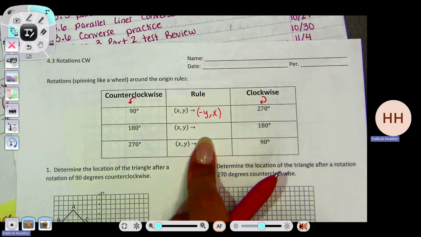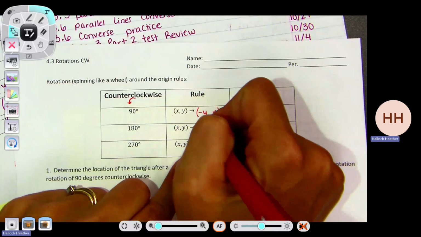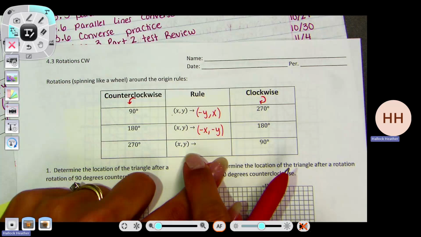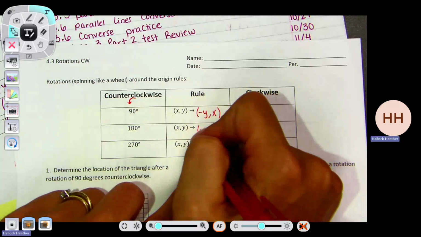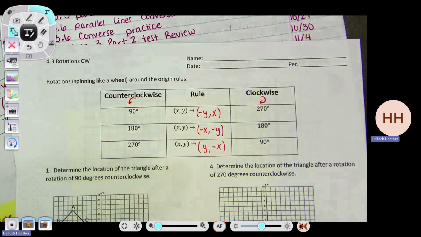For 180, negative x, negative y. The last one flips, but the back is negative. So it's y, negative x. Okay, so those are our rules. We're going to do one on the front together, and then two on the back. So let's go down to number 5 on the front.